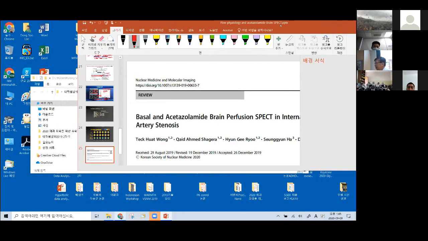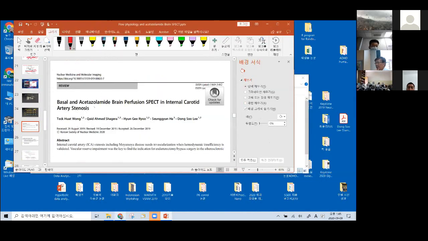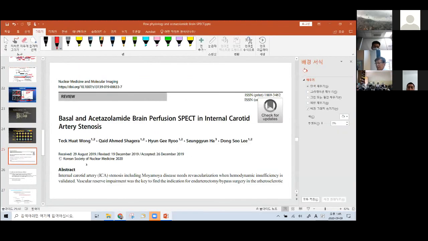After such a long time, I could write down the basal and acetazolamide brain perfusion SPECT in internal carotid artery stenosis here. The first draft was made by Dr. Wang from Malaysia, and also Dr. Kai from Yemen, our fellow at that time, a resident, and then Professor Ha, at that time the clinical instructor, and now an assistant professor in another hospital.